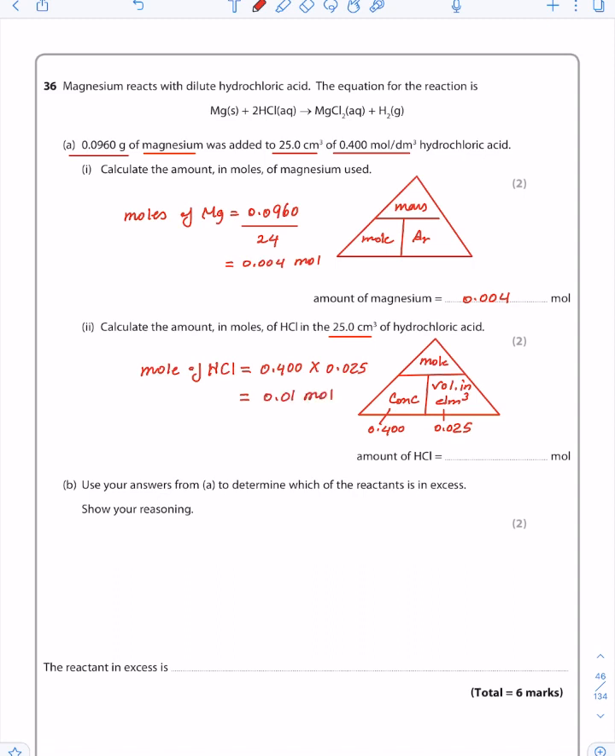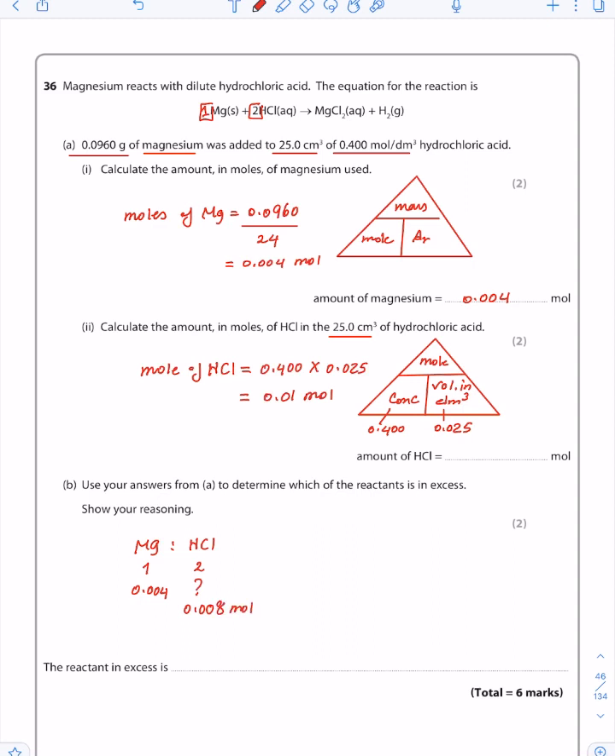Use your answer to determine which of reactants is in excess. طب الايكويشن فيها الريشيو ما بين المغنيسيوم للهيدروكلوريك اسيد كام لكام؟ الايكويشن المغنيسيوم للهيدروكلوريك اسيد 1 to 2 ليه فوق خالص اهي 1 to 2. يبقى دلوقتي لو انا معايا مولز من المغنيسيوم 0.004 يبقى المفروض دول يتفاعلوا مع قد ايه مولز اوف هيدروكلوريك 0.008.